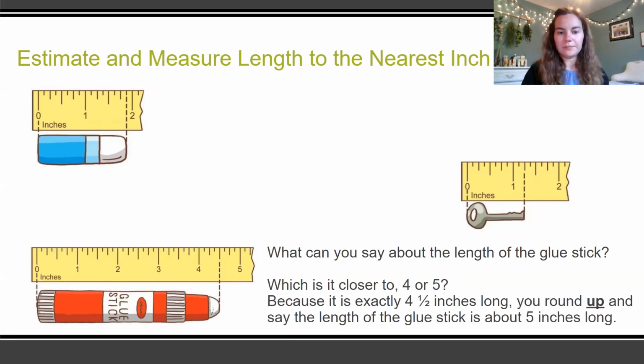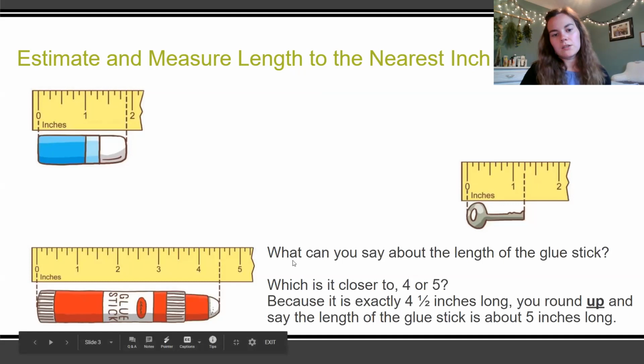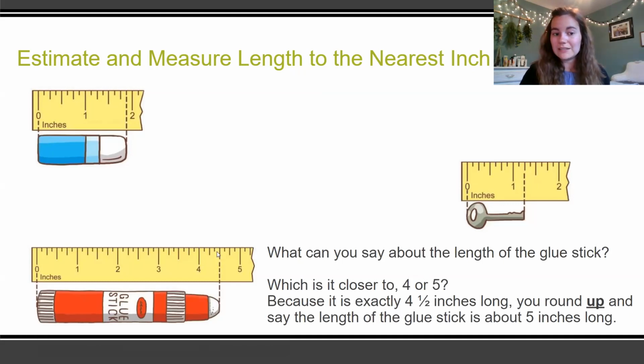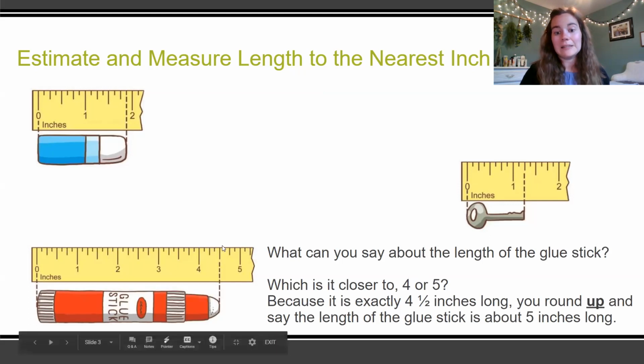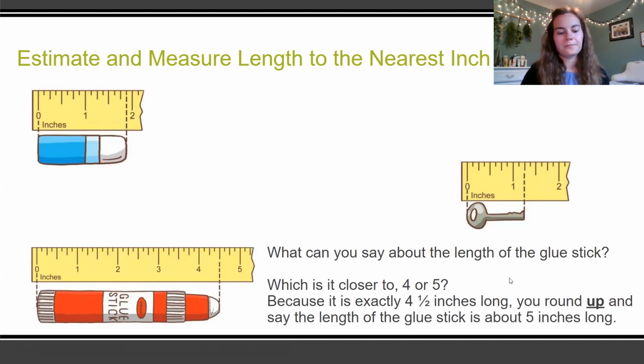And here's some prompts. You can think about what can you say about the length of the glue stick. It wasn't closer to 4 or 5, it was right in the middle. And because it is exactly 4.5, we're rounding up and saying that the length of the glue stick is about 5 inches long.